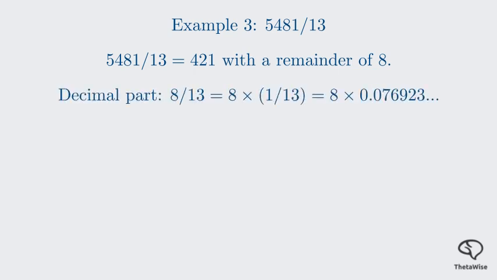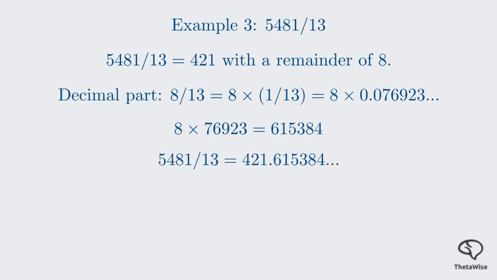We multiply 8 by our repeating block. 8 times 76,923 is 615,384. The result is 615,384. So 8 divided by 13 is 0.615384, repeating. Our final answer is 421.615384, repeating.